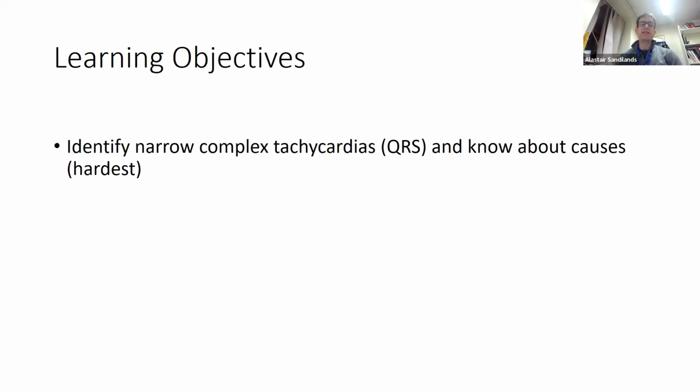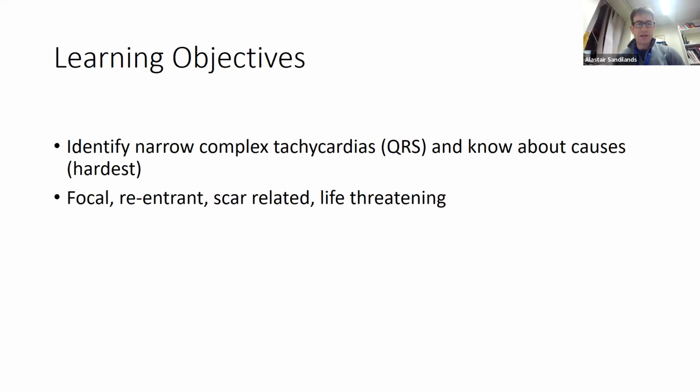So what we want to do is identify what we call narrow complex tachycardias. Narrow complex means that the QRS is narrow, and that means something. And we'll go through the causes. Some of them may be focal, certainly in an atrial tachycardia. There could be something called a reentrant mechanism, as it re-enters from the ventricle to the atrium and back down to the ventricle again. Possibly some scar-related rhythms, and some that might be life-threatening.